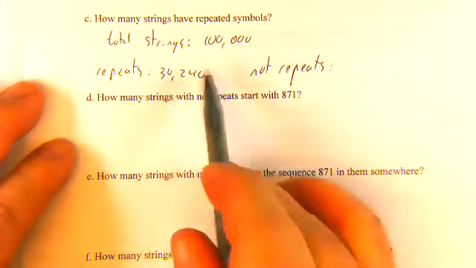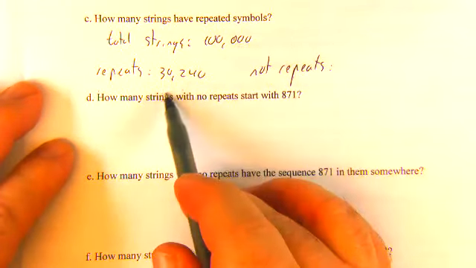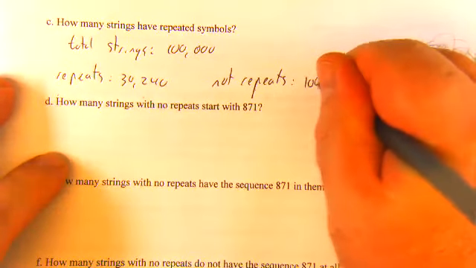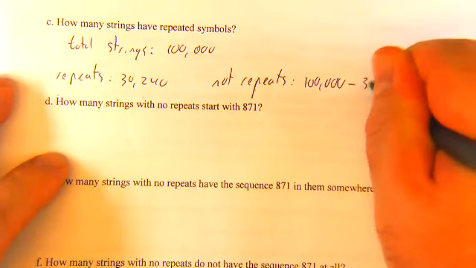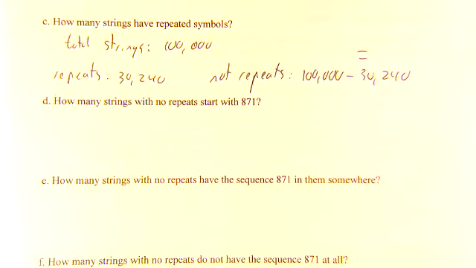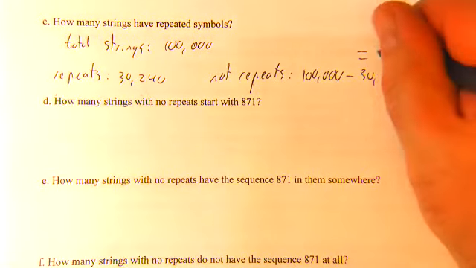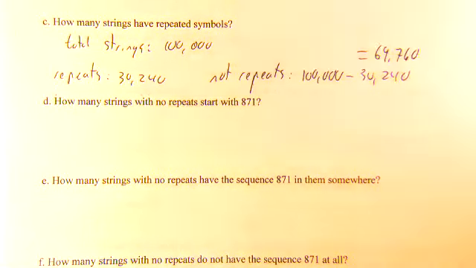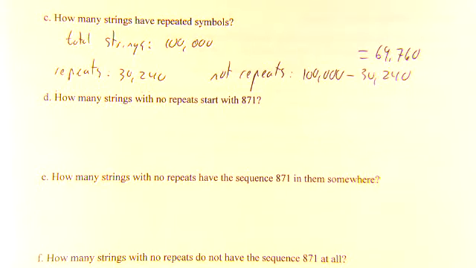These are complements. You have 100,000 total strings. These are the ones with repeats. What are the numbers without repeats? Well, it's 100,000 minus that, which is 69,760. Most of the strings don't have repeats, but some of them do. Right, and so there's the power of using complements.